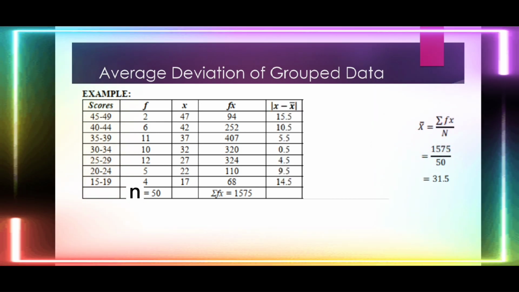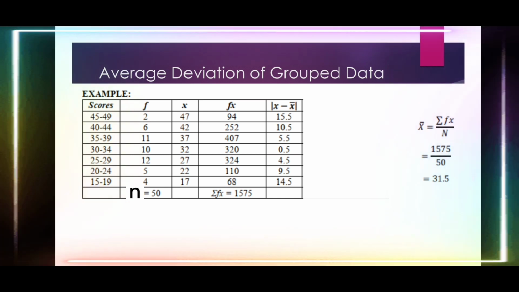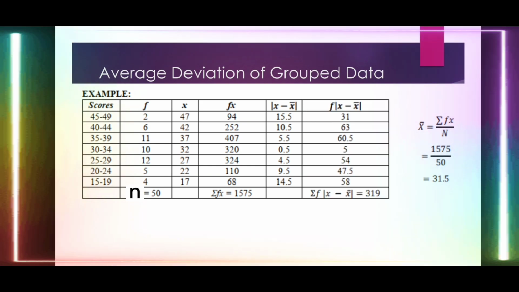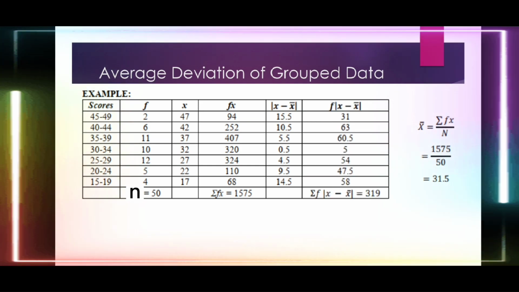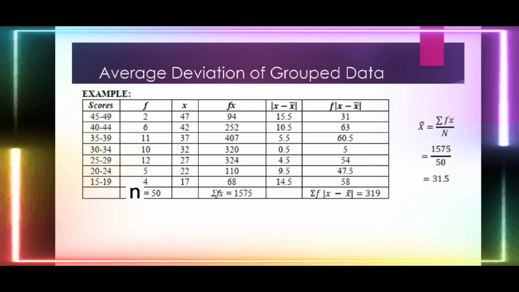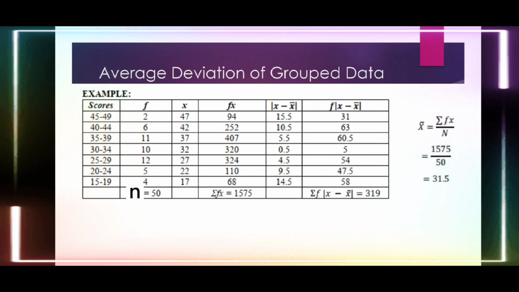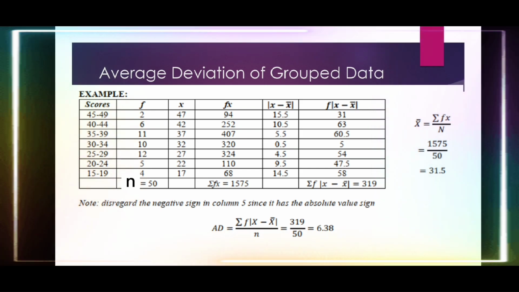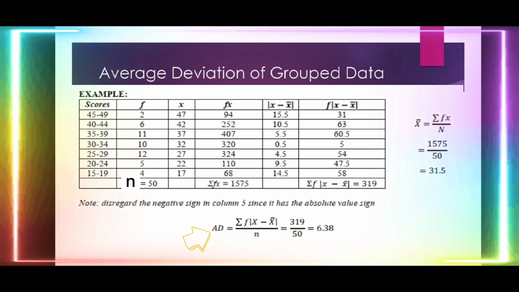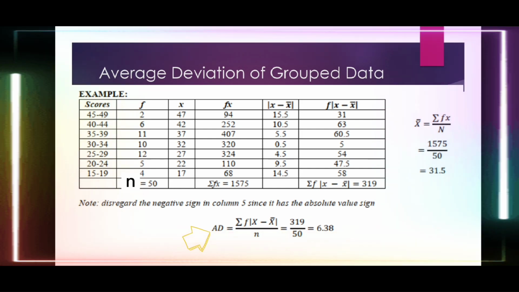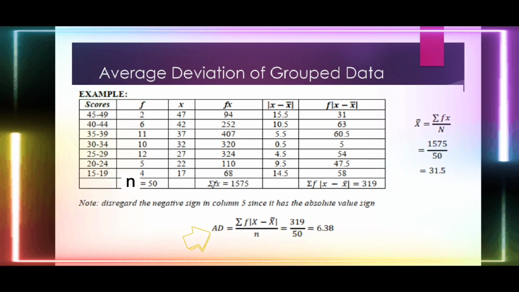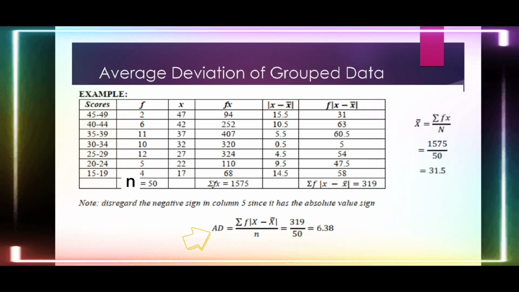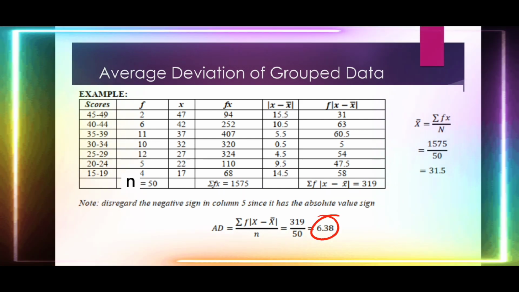Now that we already have the mean, we can now solve for the difference between the midpoint and the mean, or the absolute difference. After that, we can now solve for the product of the frequency and the absolute difference of the midpoint and the mean, and then get the sum of their product, that is 319. Now that we're done with our table, we can now solve for the average deviation, and that is the sum of the product of the frequency and the absolute difference divided by n, and that is 319 divided by 50. So our average deviation is equal to 6.38.